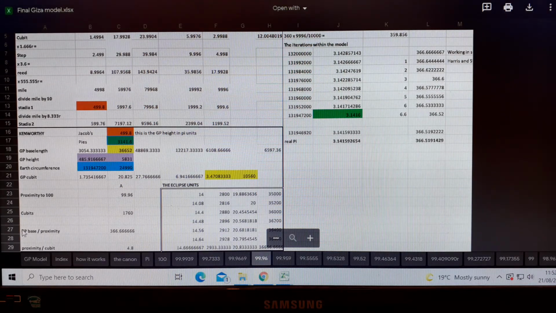And you will always find the GP base divided by proximity is this number. That's the base 100 base of the Giza pyramid, which is always that. And Jim will find that that's the case for his unit that he's found. He'll always find that when he scales his inch down, he'll have that number of inches in his GP base. It's a fixed number, that it's always there. And it's there because it's the eclipse year.